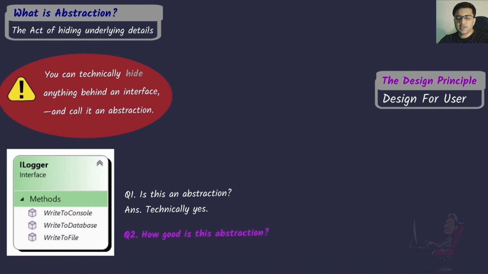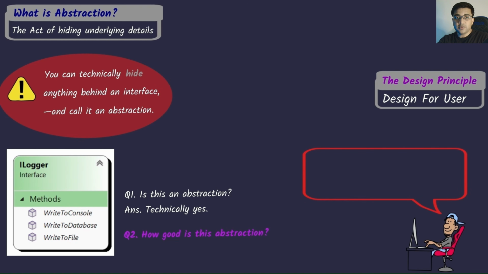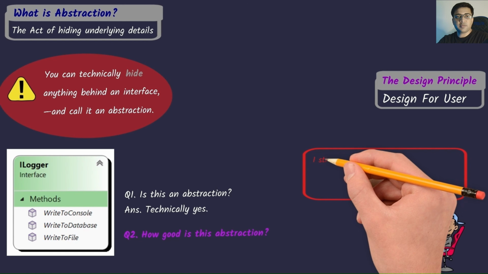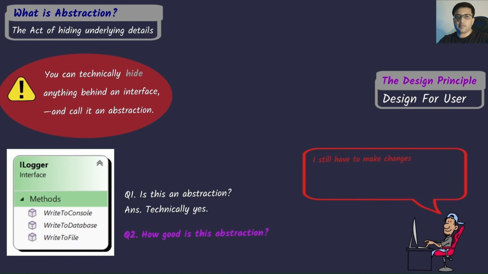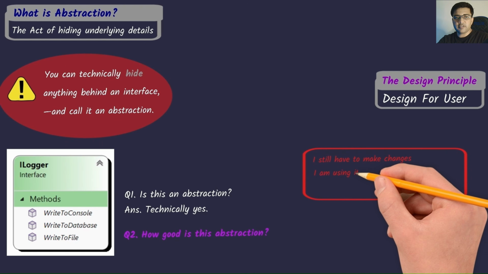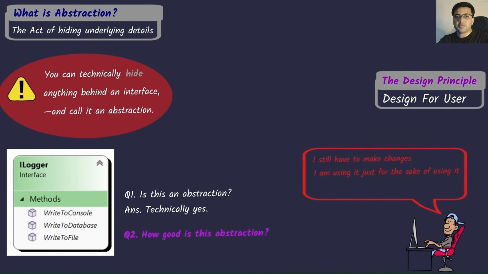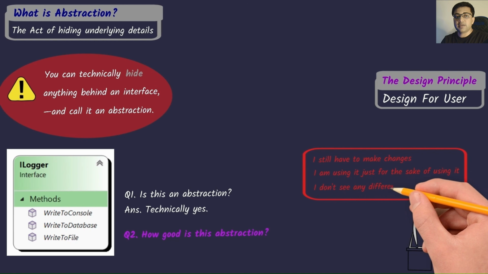It's a quite common experience with developers who come to know about the importance of abstraction and interfaces for the first time, and then they decide to use it. But still, they don't notice any big difference or get the practical benefit. For example, they use interfaces but still find themselves making changes every time something new comes up. They often feel that they are using interfaces just for the sake of using it, or just because it's considered a best practice. But again, they don't witness any big difference.